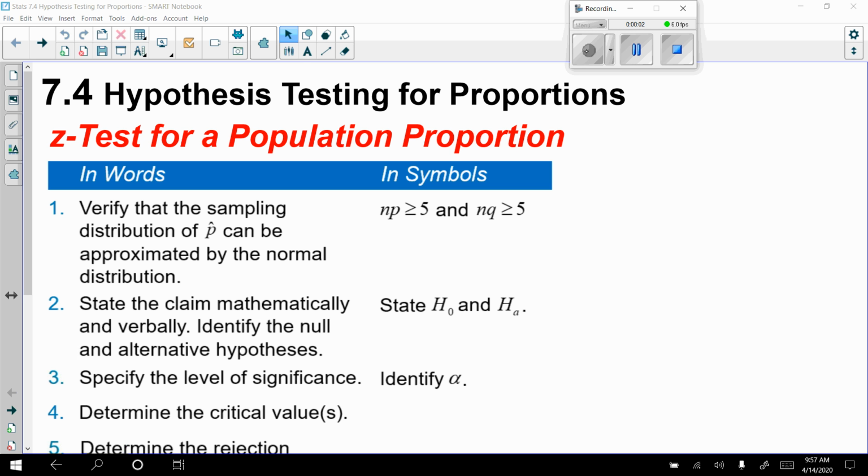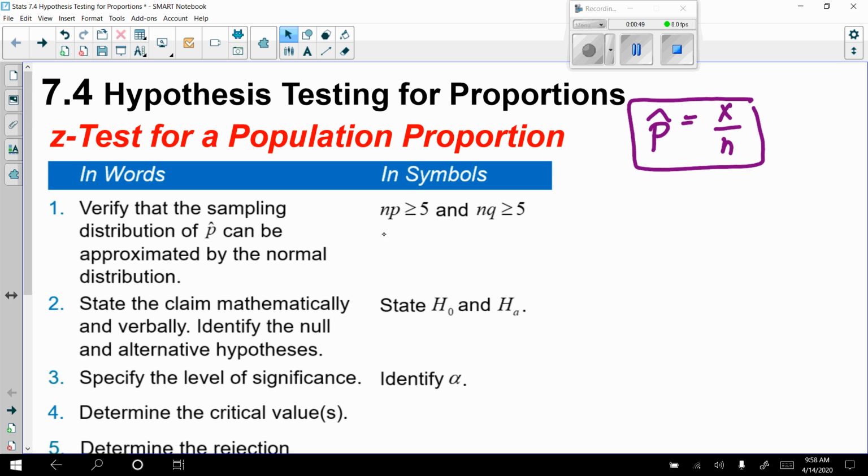In 7.4, we're moving away from hypothesis testing for means, and we're going to use hypothesis testing for proportions. We did confidence intervals for proportions, and we're using the same types of calculations for hypothesis testing, except that we need to use a significance level. Remember that if you don't know the proportion, your p hat is equal to the number in your sample that have that attribute divided by the total number in your sample. So you can always find your proportion for your sample.